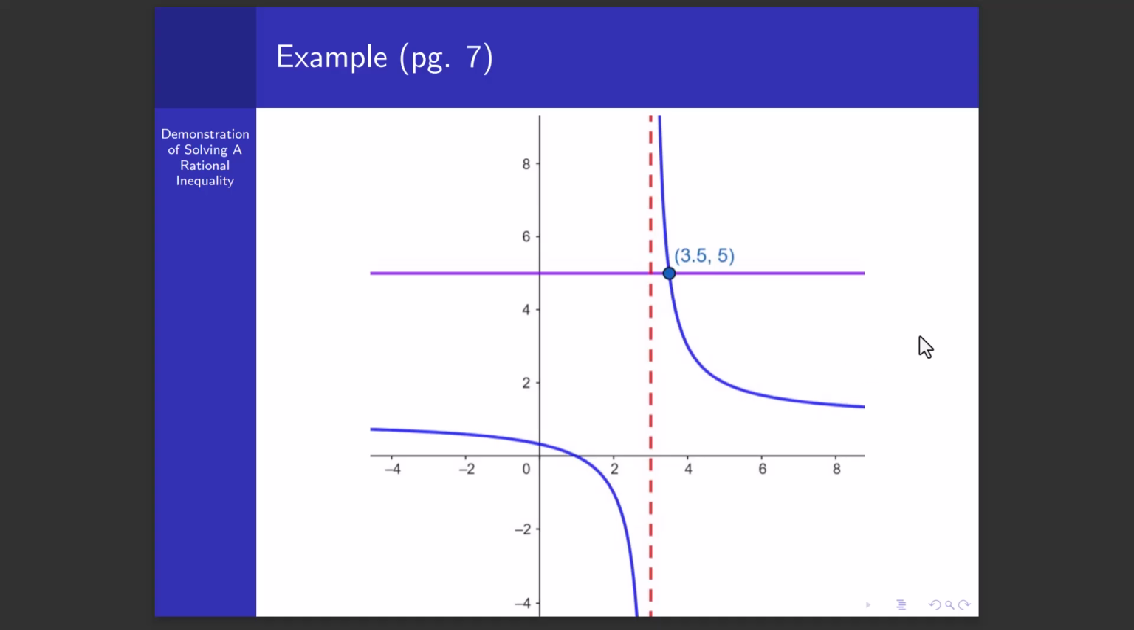And here is a graph of the line y equals 5 in purple. The dashed line is the vertical asymptote, x equals 3. And the blue graph is the rational expression x minus 1 over x minus 3. And as you can see, the blue graph and the purple line intersect at 3.5. And the rational function is above the purple line between the vertical asymptote at 3 and 3.5, where it finally intersects that graph. So graphically and algebraically, our solutions coincide.